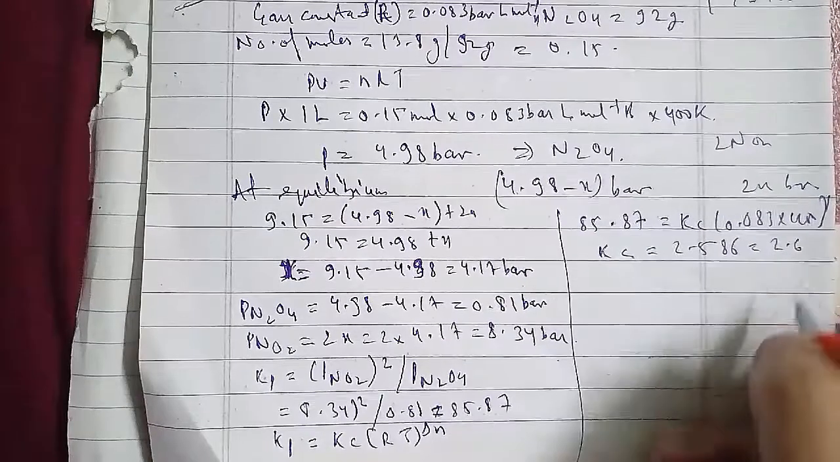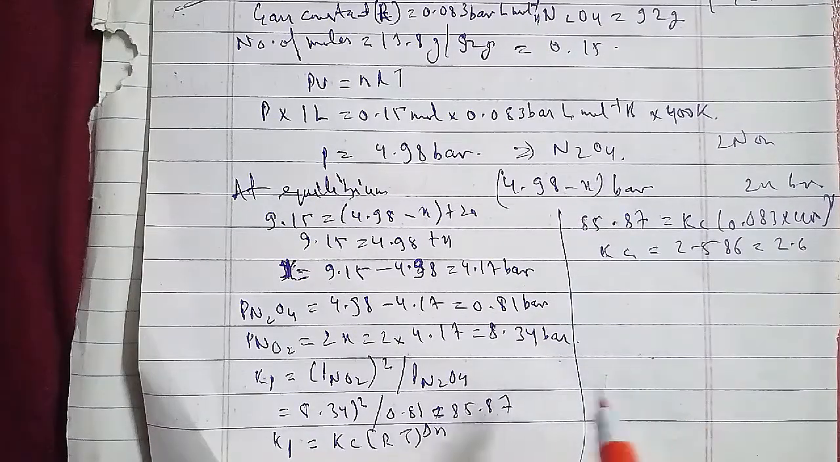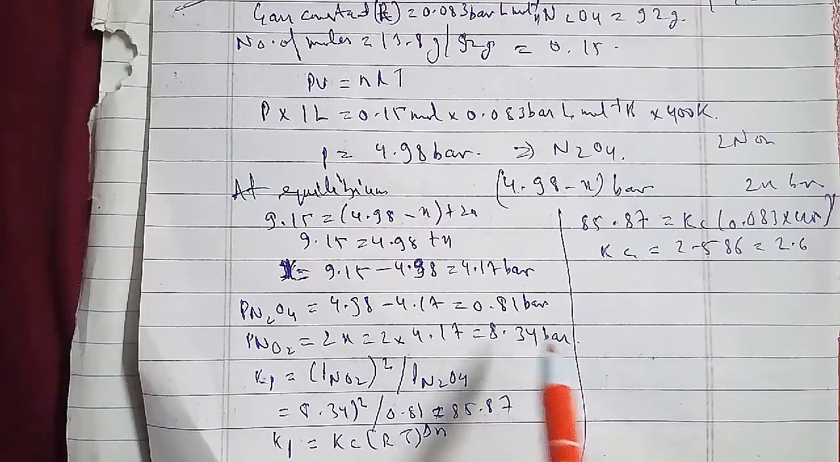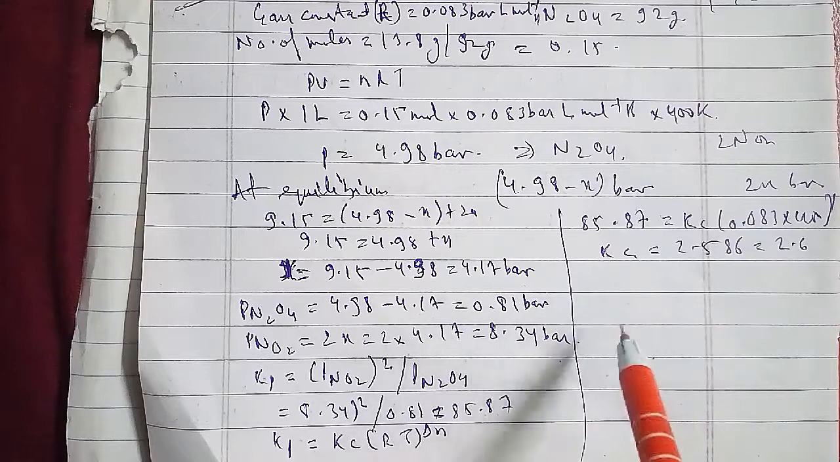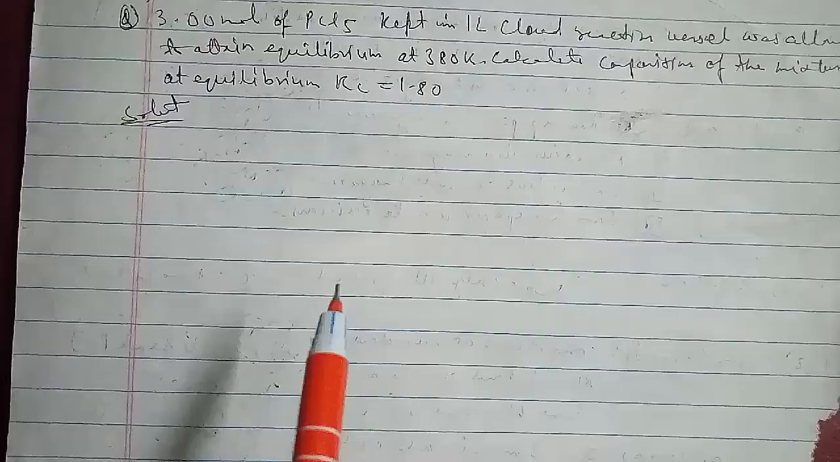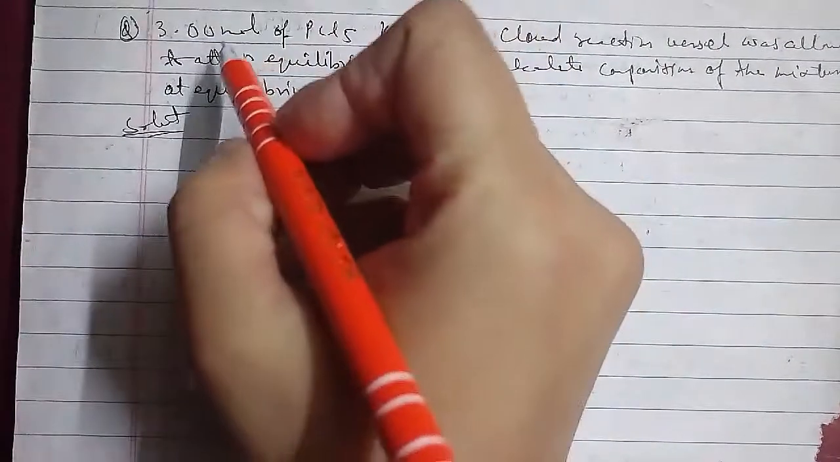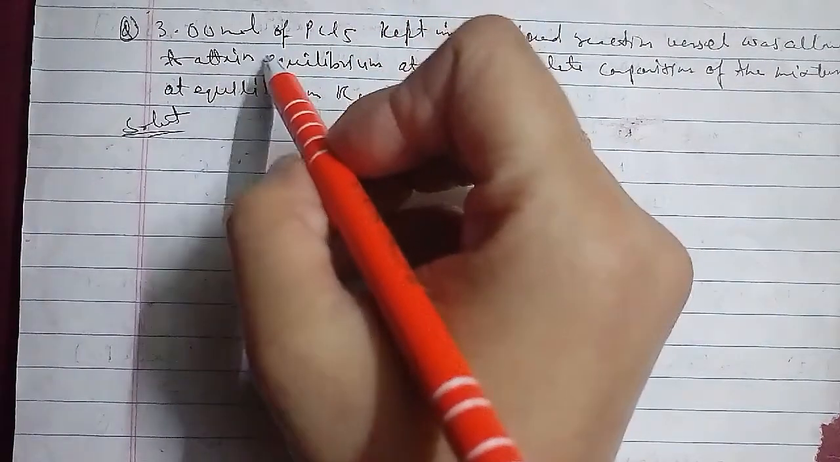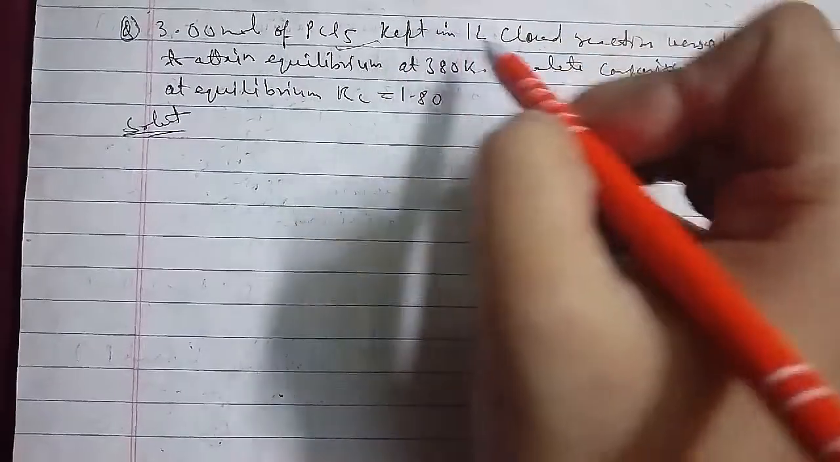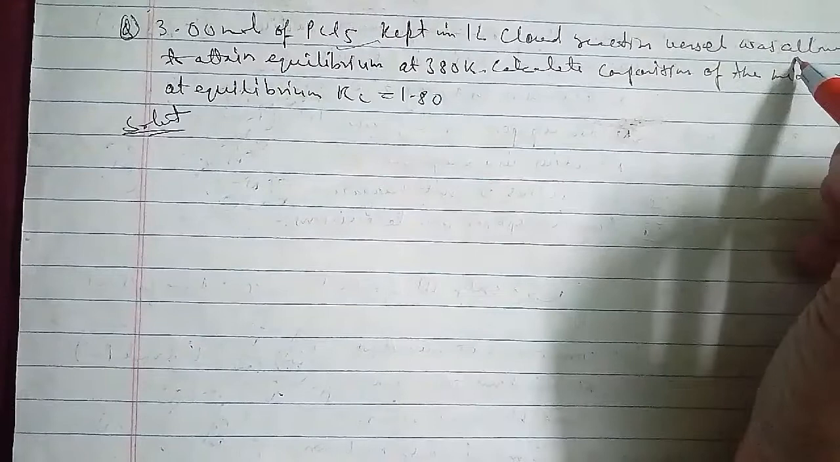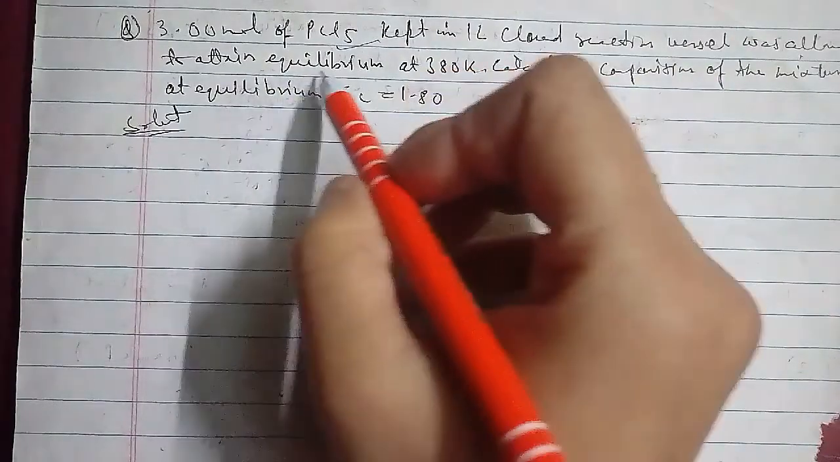Now we'll discuss one more question, and that is the last question of the session. Then we end this class. So this is the last question: 3.00 mole of PCl5 is kept in a 1 liter closed reaction vessel and allowed to attain equilibrium at 380 Kelvin. Calculate the composition of the mixture at equilibrium, where Kc equals 1.80.